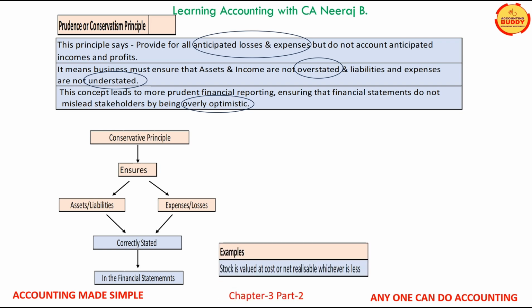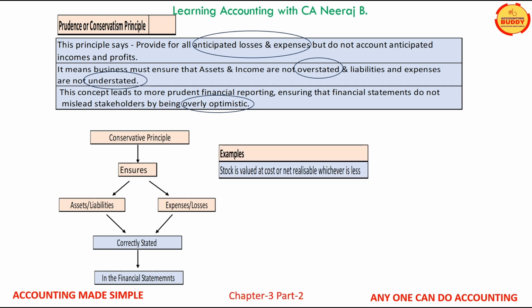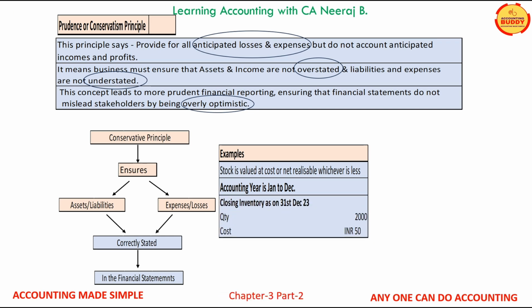Let us take an example. We have learned that stock is valued at cost or net realizable value, whichever is less. Now, if the accounting year is January to December and the closing inventory as on the last day, that is 31st December 2023 of the accounting period, is 2000 quantity and the cost per item is 50, therefore, the value of stock at historical cost will be INR 100,000.